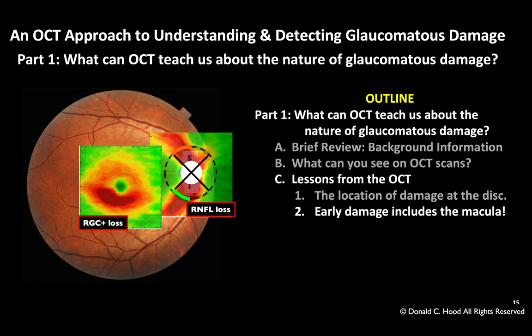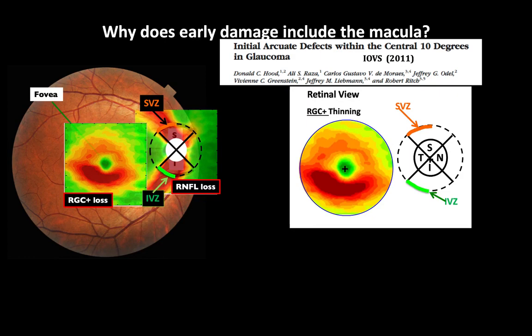All right, what's new? Now we have something new. What we found was that early damage includes the macula. Here's a figure from a paper in 2011 in which we were looking at damage to the macula, and here's our anatomical model that summarizes the results.